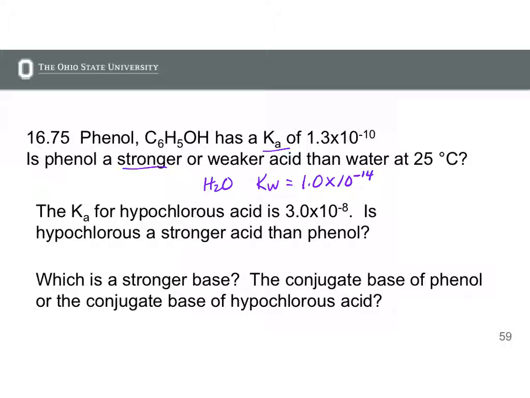So because the Ka at 1.3 times 10 to the minus 10 is greater than Kw, that means that phenol is a stronger acid.